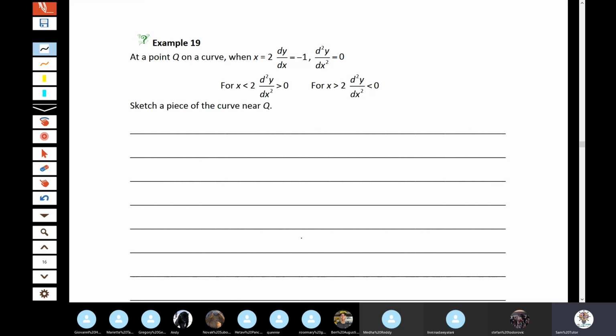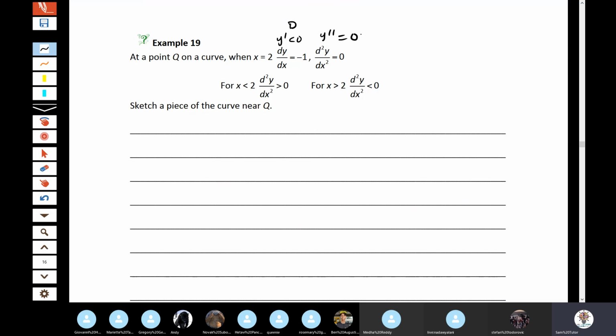Example 19. Again, don't look at it going, whoa. Just interpret what they mean. Y dash is -1, what does it mean? Decreasing, less than 0, decreasing. Y double dash equals 0.